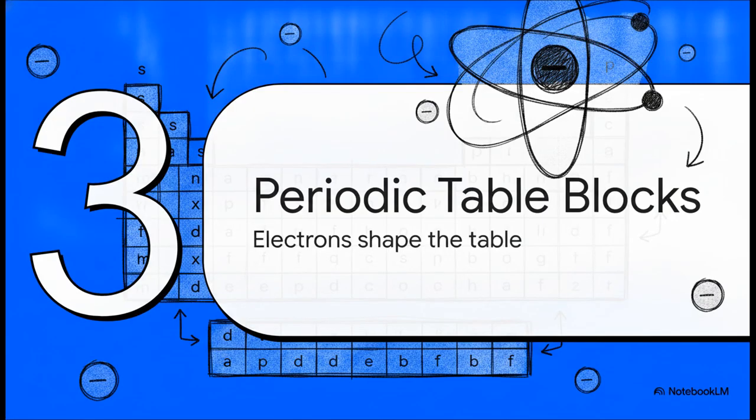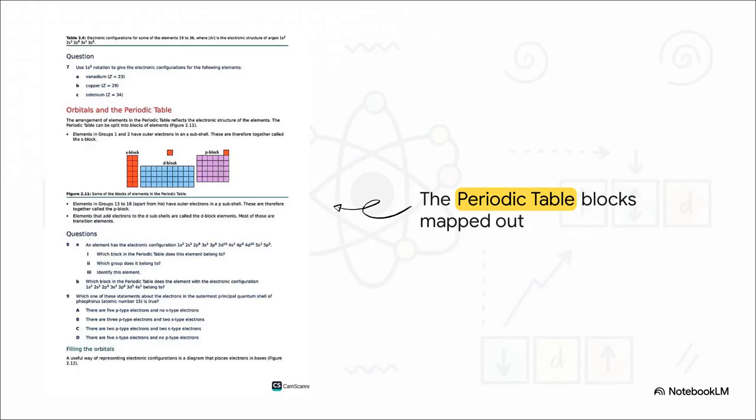Part 3. Periodic table building blocks. How electrons literally shape the table. The periodic table isn't just some random grid. It's a direct reflection of this exact electronic configuration. The table is neatly split into distinct blocks: the S block, the P block, the D block, and the F block. And an element gets placed into one of these blocks entirely based on which specific subshell its outermost or valence electrons are currently filling. For example, all those highly reactive metals in groups 1 and 2, they're in the S block simply because their last added electron went straight into an S orbital. It's a beautifully structured system.